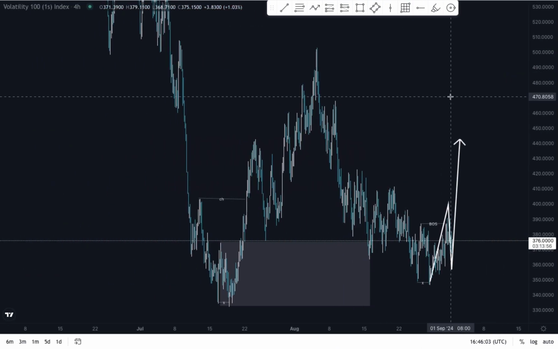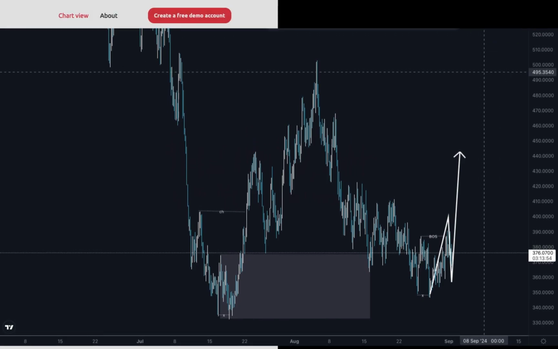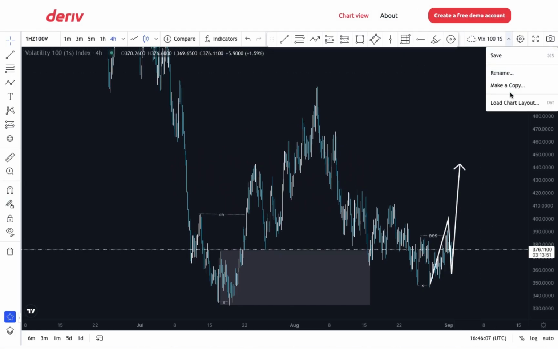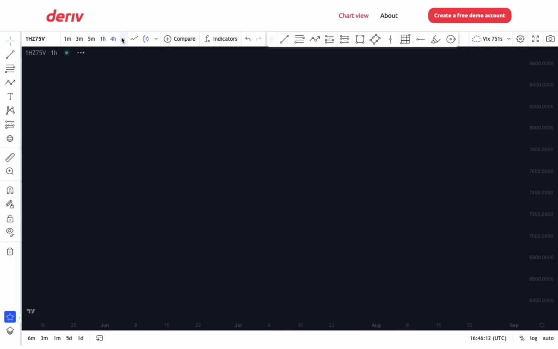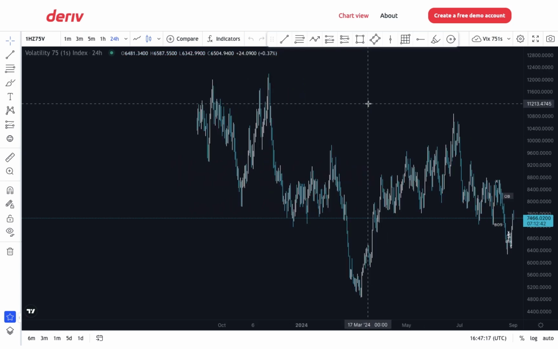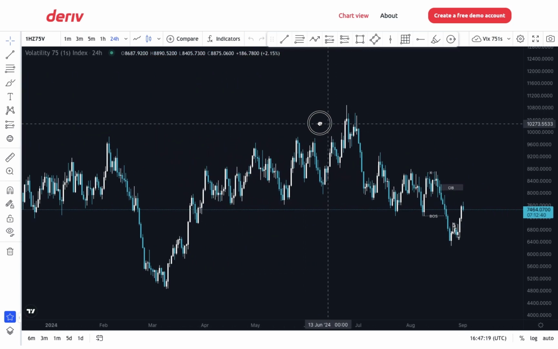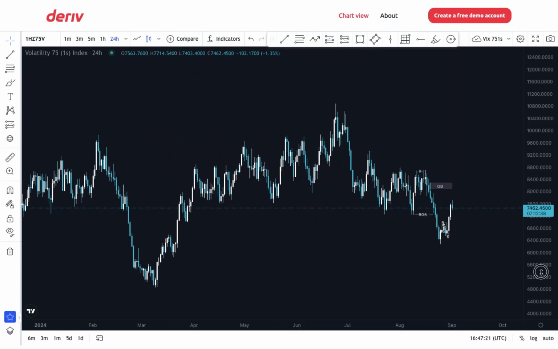Now let's look at VIX. Let's look at the next on the line, the next volatility index on our watch list, 75 index. Let's quickly go to the 24-hour before it opens. Alright people, so this is 75 1S index and this is the 24-hour time frame.